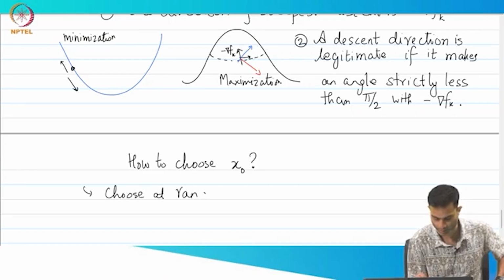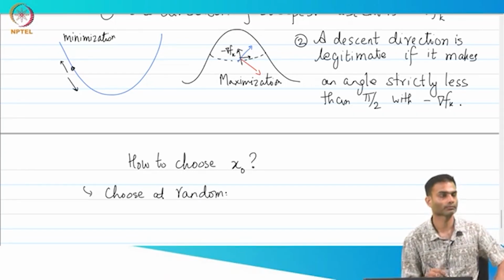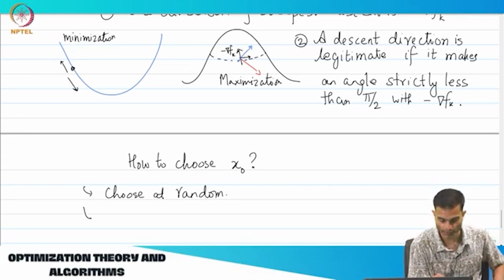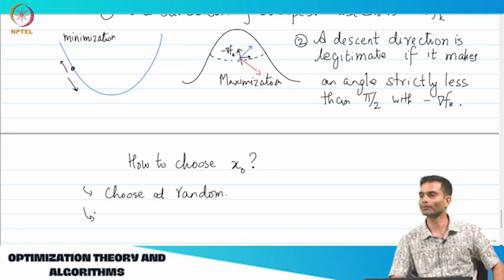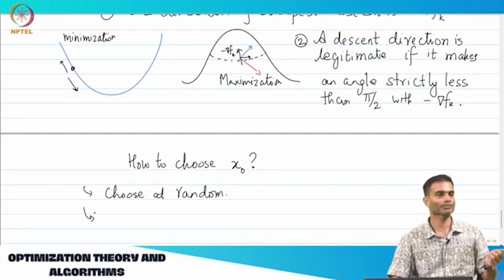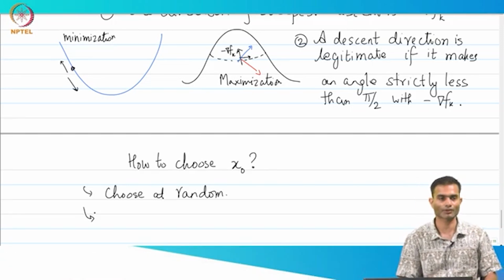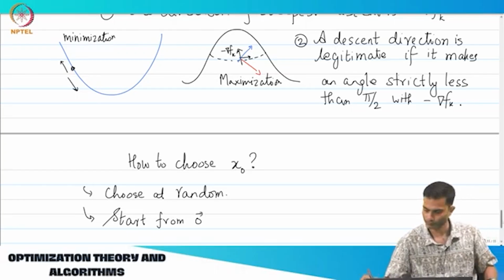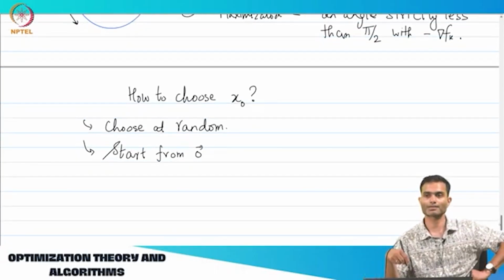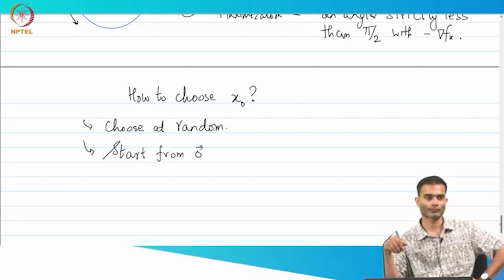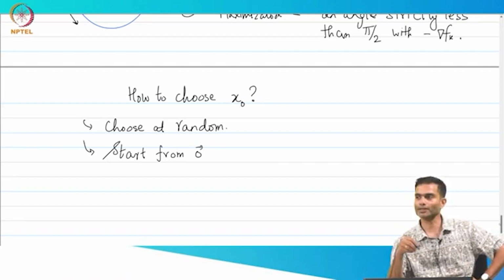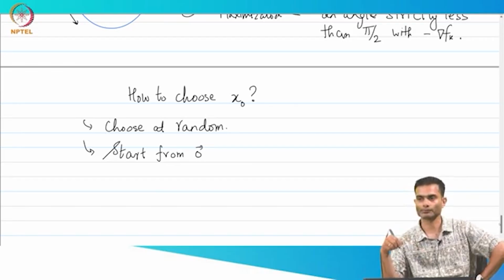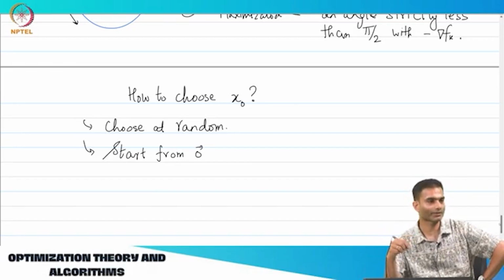So the first response is choose at random. That's one possibility. What else? What is the most common strategy? You actually start from the origin, right? Initialize your vector with all zeros. What other strategies are there? So here is the place where you get to use your intuition. You need not come up with some very rigorous thing. Sometimes intuition helps you get a good solution.